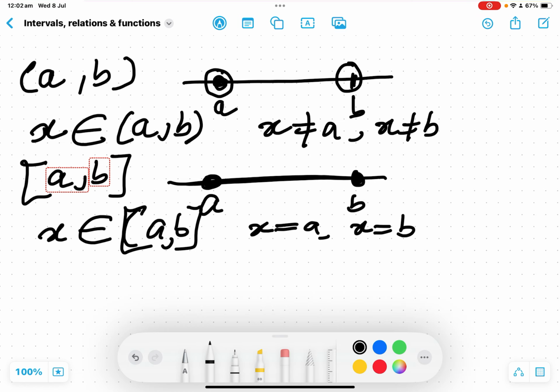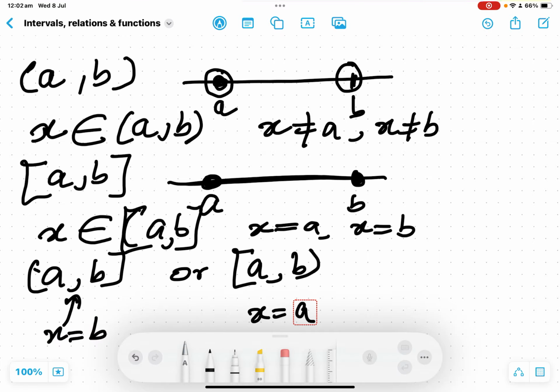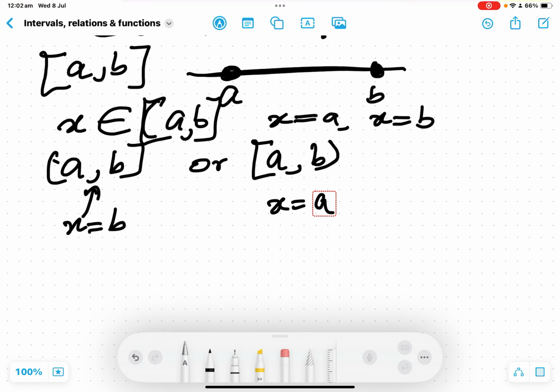The semi-open or half-open interval can be (A, B] or [A, B). In one case, X can be B. In the other case, X can be A. These two intervals, we call semi-open intervals. And then we have the infinite intervals.